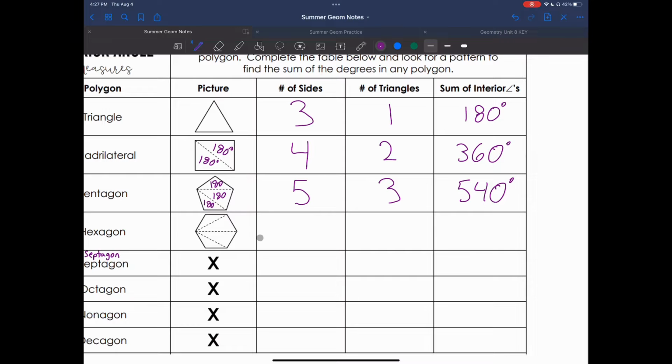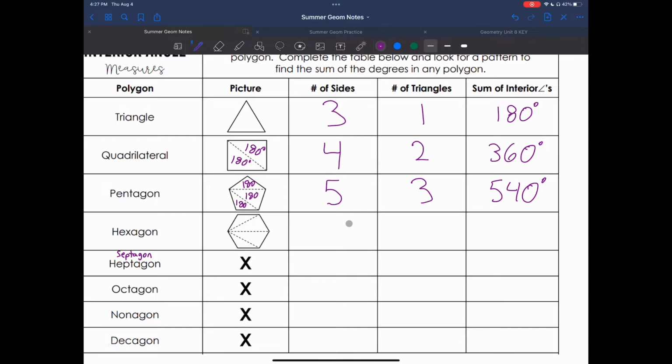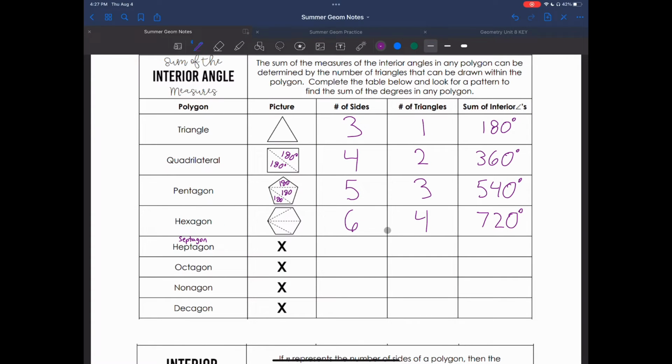Okay, next one, you might already see the pattern here. Next is a hexagon, which number of sides would be 6. As you can tell, we're just increasing by 1 each time. Number of triangles formed, you could maybe figure out how many it's going to be, but let's double check. From here, we would draw lines this way, and this way to all the corners, creating 1, 2, 3, 4 triangles. And we know there's 180 per each triangle, so we're going to do 4 times 180, which is going to give us 720 degrees. And you could see that you could keep doing this forever and ever.